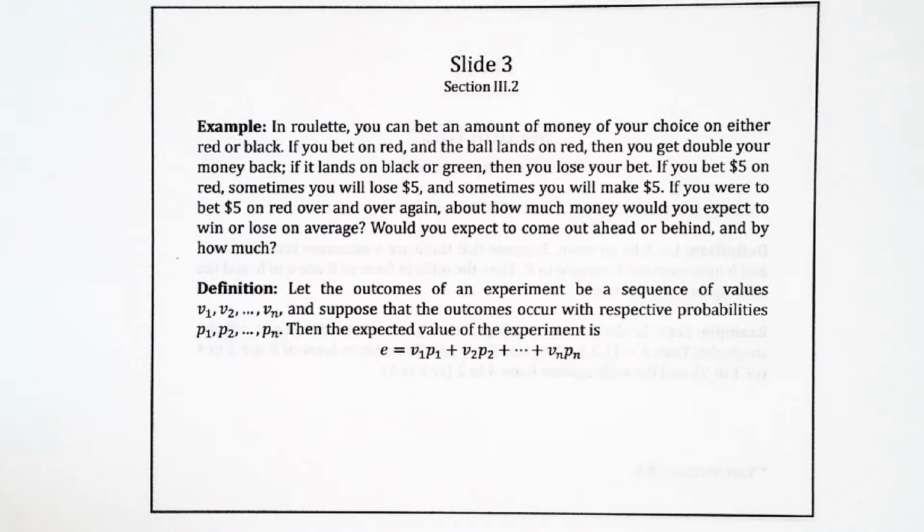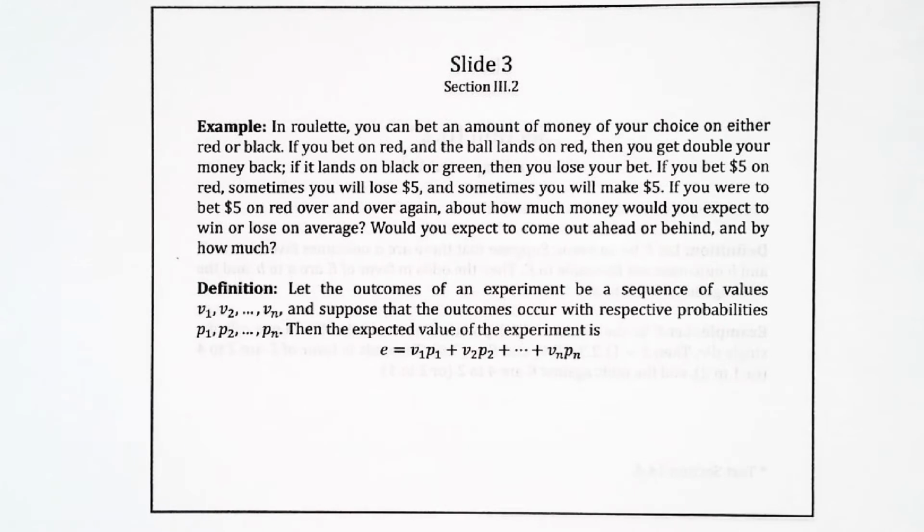This is the second mini lecture for what we're calling section 3.2 of the lecture slides. So now we're going to talk about expected value. And let's use roulette, which we just talked about, as an example.